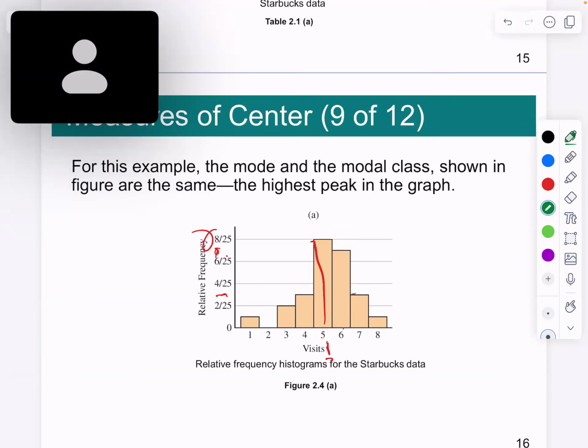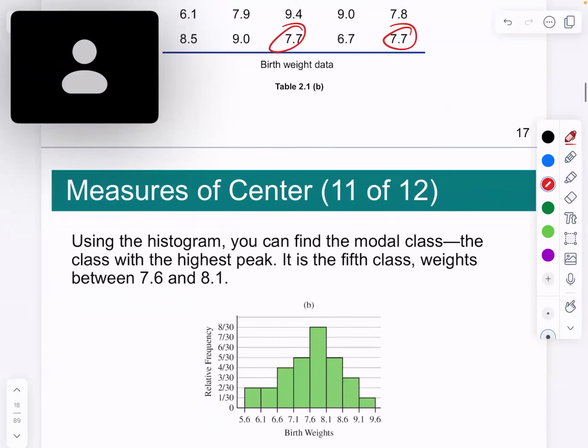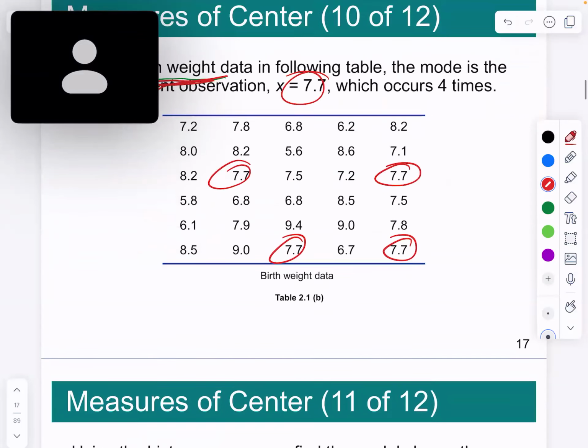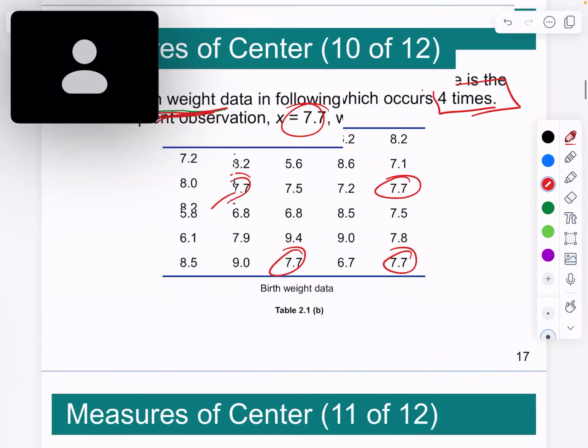Remember, this is a relative frequency histogram. Relative frequency is very useful because it can easily show how many times each value appears compared to the rest. And for the birth weight data, the other table I showed you earlier on, the mode frequency is 7.7. That occurs the most. Let's count it: 1, 2, 3, 4. Yeah, 4 times. So that's the mode frequency.